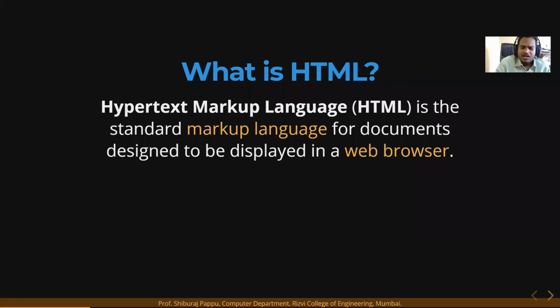Now, why it is called hypertext, I have already mentioned. Hypertext is nothing but a page which can have links to other pages. That kind of a page is called hypertext. Okay, so those links can be of images, of video, or links to other pages.